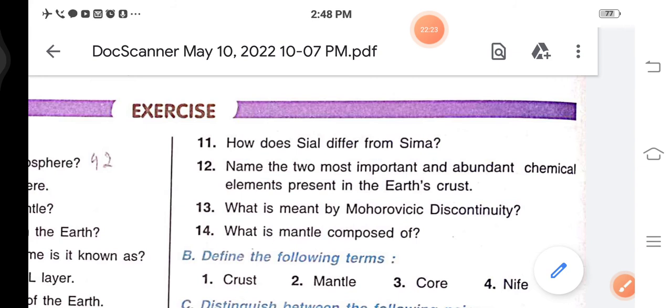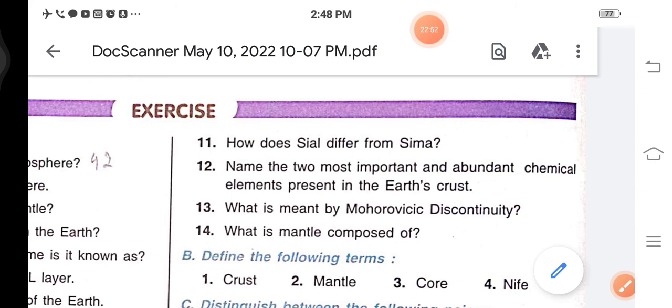How does Sial differ from Sima? We did this, the table which I've explained to you. First, Sial is composed of silica and aluminium. Sima is composed of silica and magnesium. Second, Sial is the upper layer. Sima is the layer downside of Sial. Then, Sial is a discontinuous layer. Sima is a continuous layer. So these 4 points are given in your table.